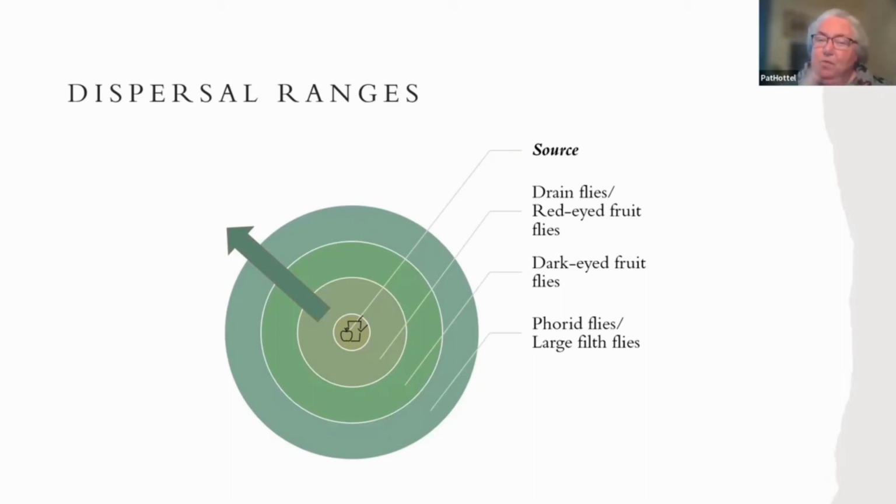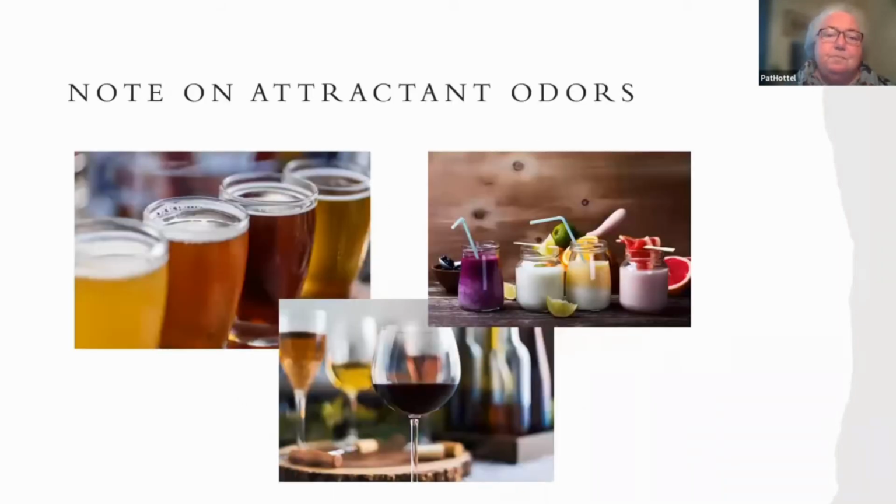But that was the source. So I'm saying phorids maybe a little further as far as distribution, and we know our large filth flies, excellent flyers, can be coming miles, right? And phorids as well. Documentation that phorids will fly miles. So I'm putting that at the furthest from the source as far as dispersal range.